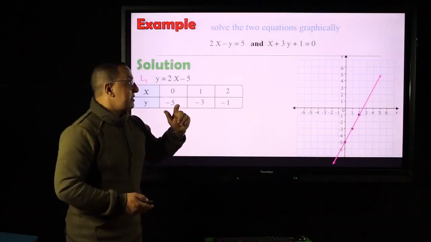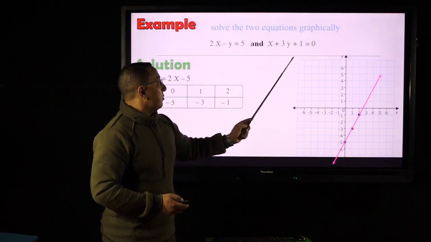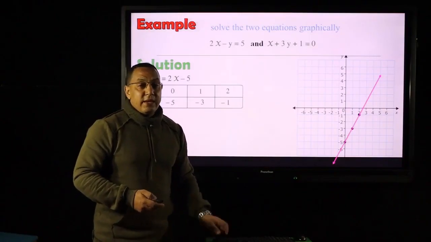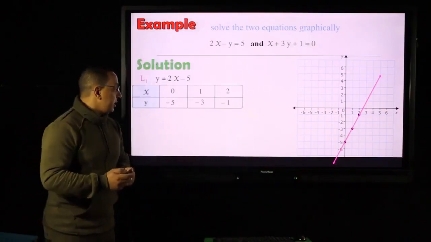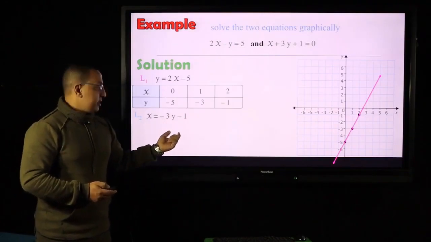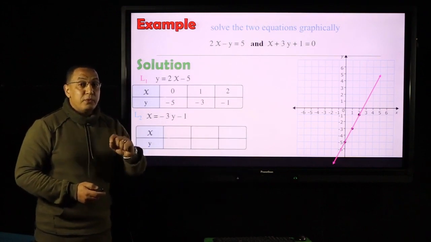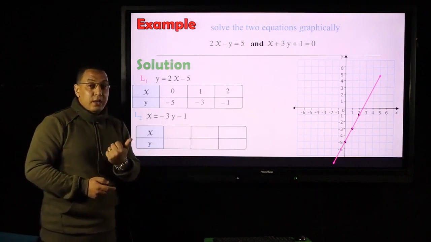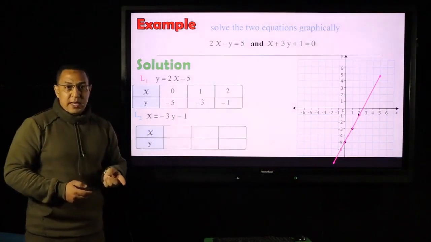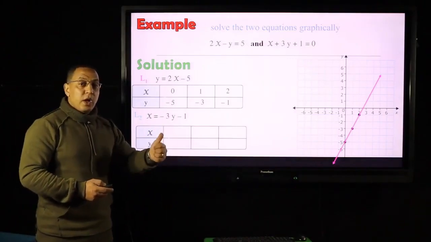Okay, the second equation, here it is easier to send y, not x. Again, it's easier to send y to the other side. I'm going to send 1 to the other side and 3y to the other side. So x will be equal to negative 3y minus 1, like this. Here I'm going to write the table, but now I'm going to put values in place of y because this equation is x in terms of y. So I'm going to write in place of y 0, 1 and 2.